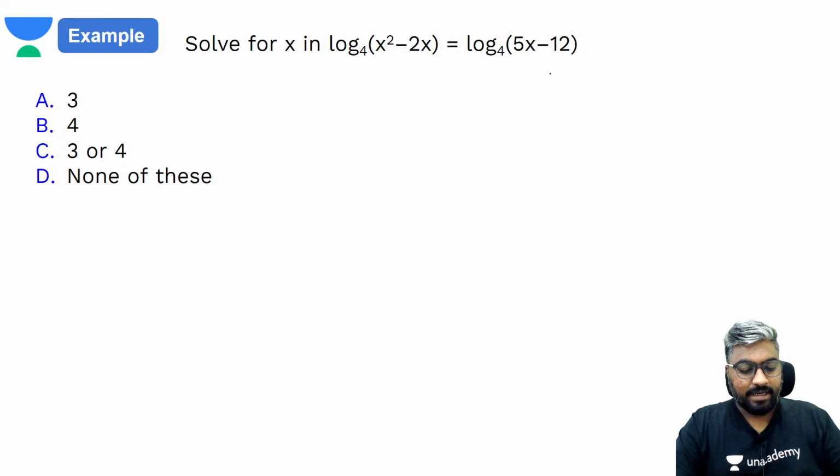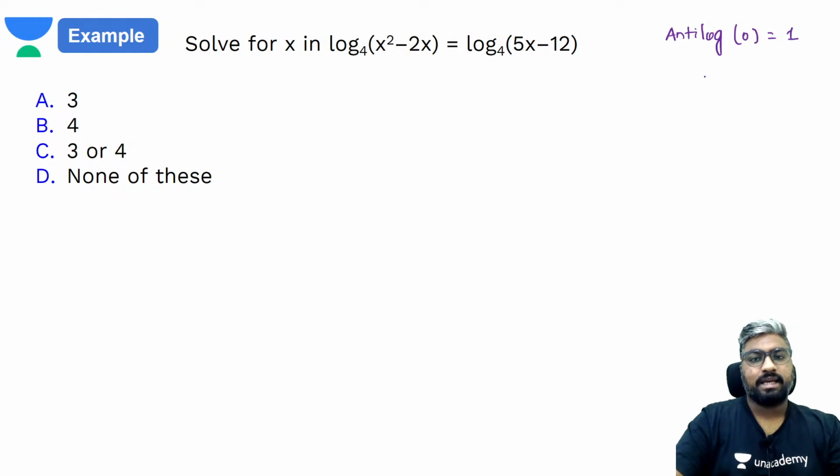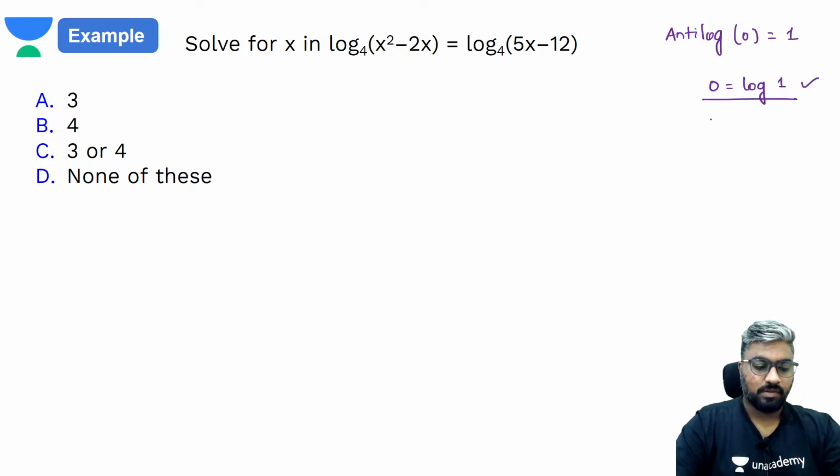What is the value of anti-log 0? 1. Anti-log 0 is basically 1. How? If I take anti-log on both sides, anti-log and log will go off. So 0 is equal to log 1, and we know this is true. Yes Devjyoti, yes you can. If you don't know the anti-log value, you can definitely go with exponents also.